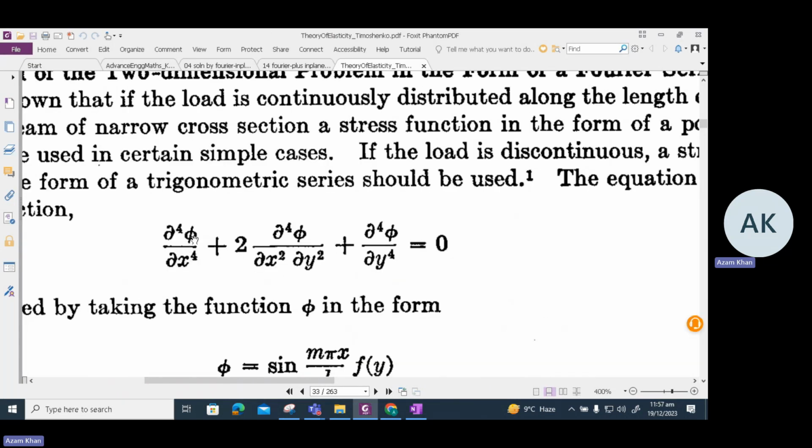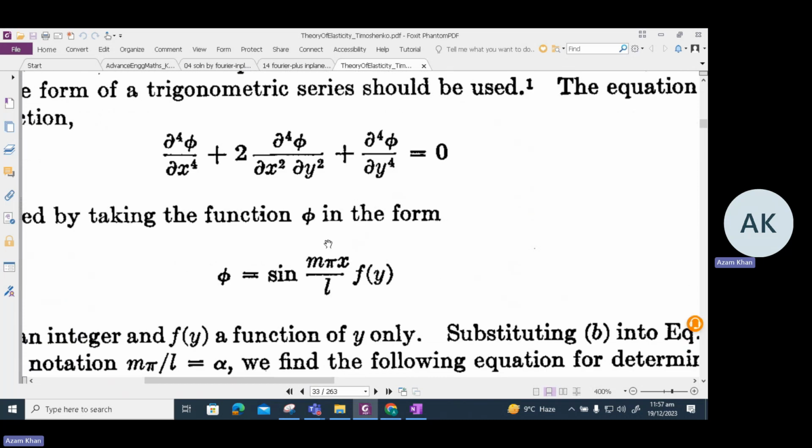So this is our compatibility equation written in terms of x and y. It is partial 4 phi by partial x4 plus 2 times partial 4 phi by partial x square partial y square plus partial 4 phi by partial y4 equal to 0. This equation is considering that body forces are 0.